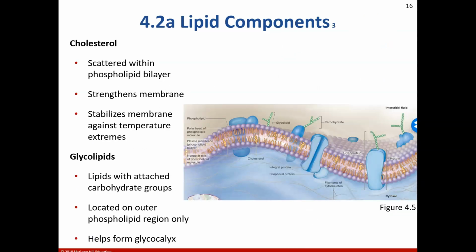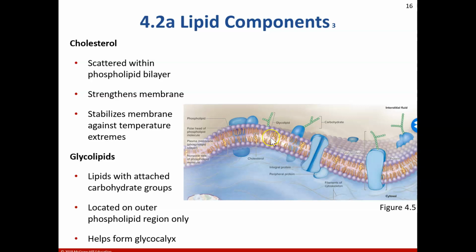Now for cholesterol. Like I said, these are the yellow structures in here, the ringed molecules, and these are scattered within the phospholipid bilayer. You can notice they're closer to those tails that we had. And it helps to strengthen the membrane. It really stabilizes that membrane against any extreme temperature changes.